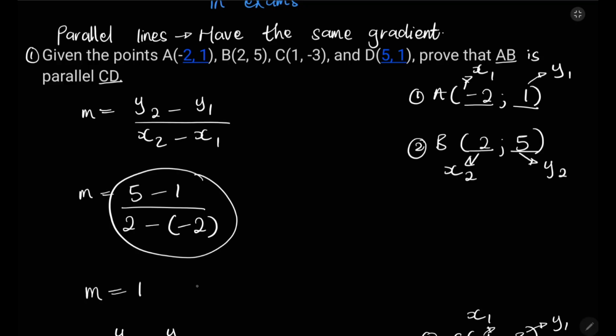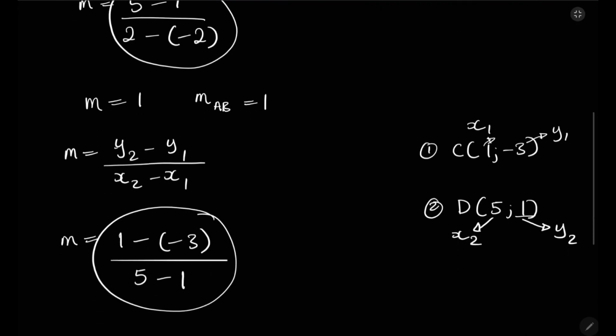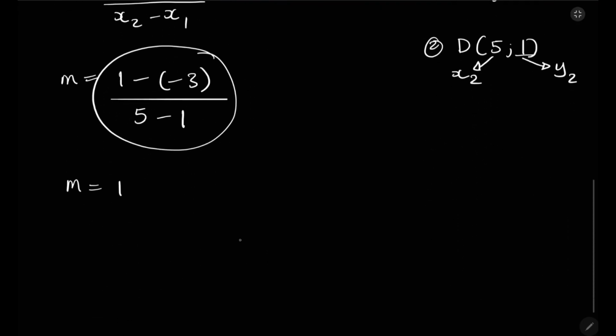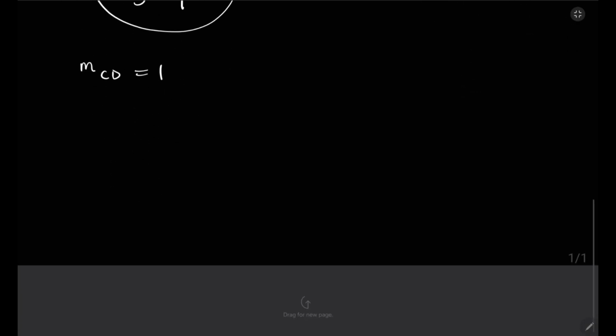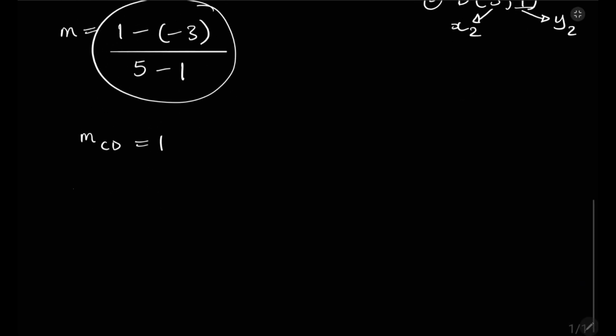So we have the gradient of AB, which is 1. We can specify this by writing small m, AB is equal to 1. Here we can specify it's the gradient of CD. So we specify this by writing small m, CD is equal to 1. Now let's state our conclusion. We have the gradient of AB is equal to 1 and the gradient of CD is equal to 1.